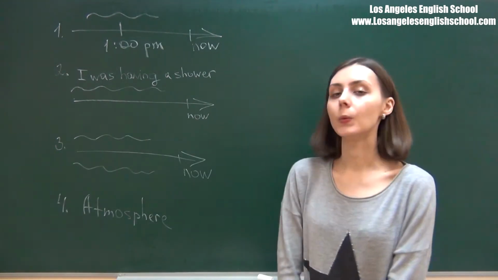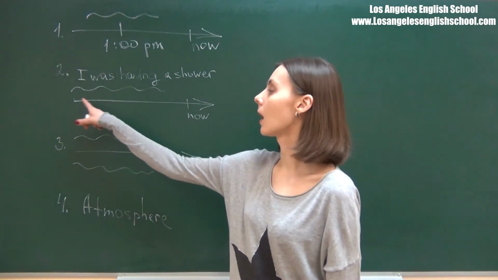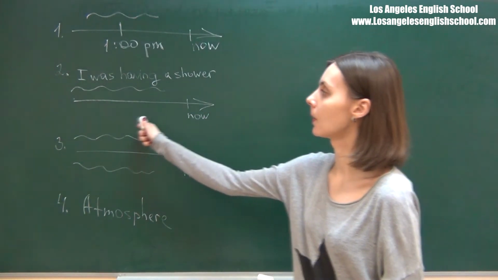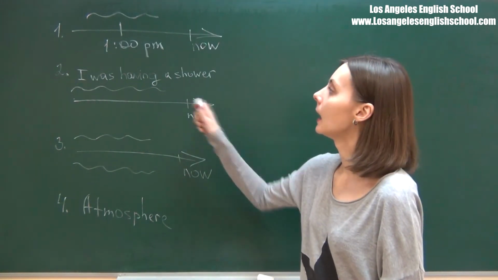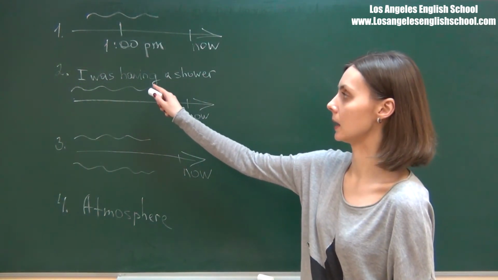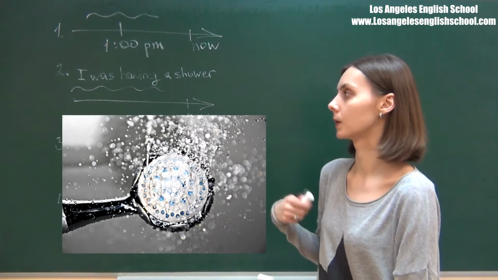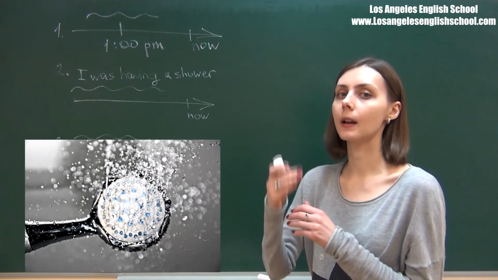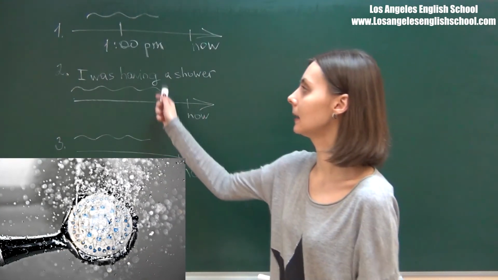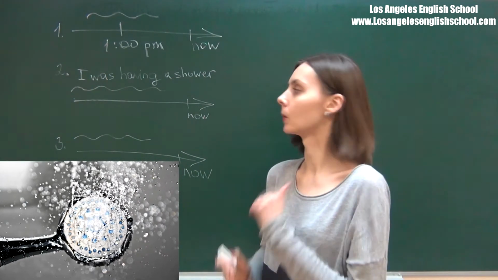The next case when we can use the past continuous, this is case number 2. And I want you to have a look at this timeline. So we are here, this is now, and this part is the past. And this is my action that I was doing. I was having a shower, and while I was doing it, another action happened. So something happened in the middle of this process, so it stopped this process.